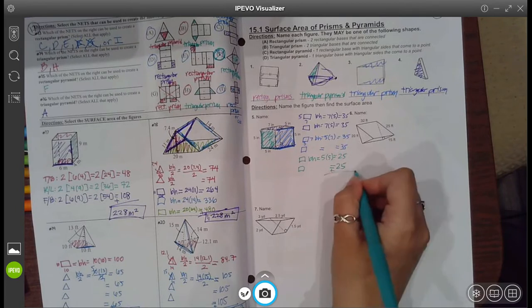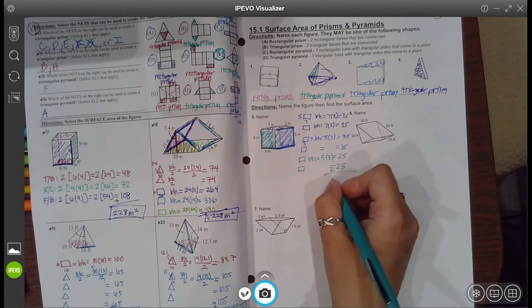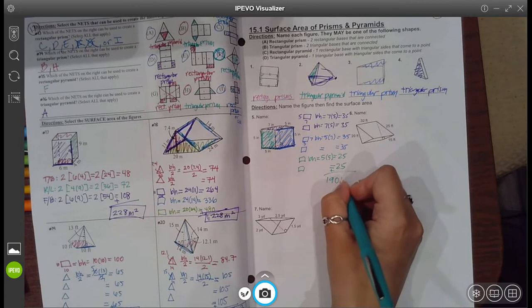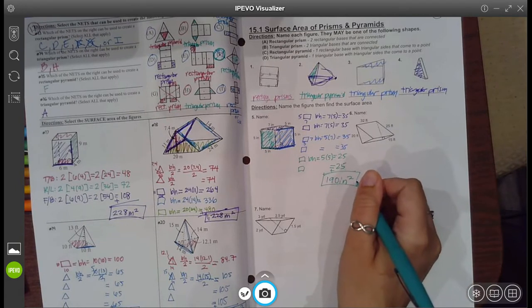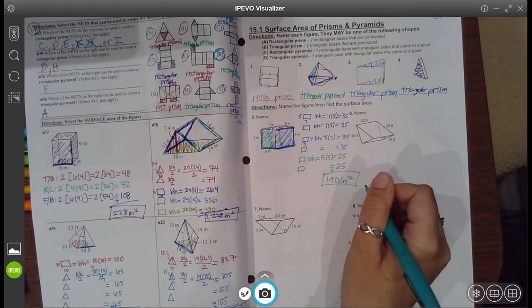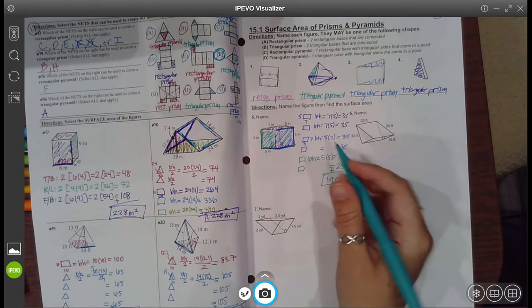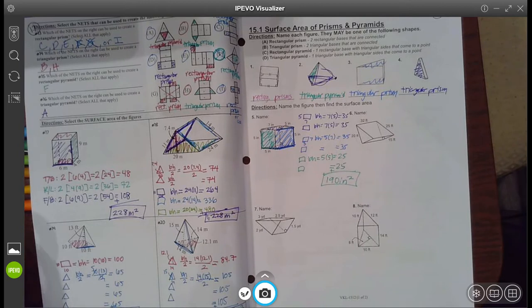Go ahead and add all those up, and you get 190 inches squared, because surface area is always in square units, because you're finding the area of every single surface, every single side of that particular shape. And that's why it's important to know how many sides you need to look for.